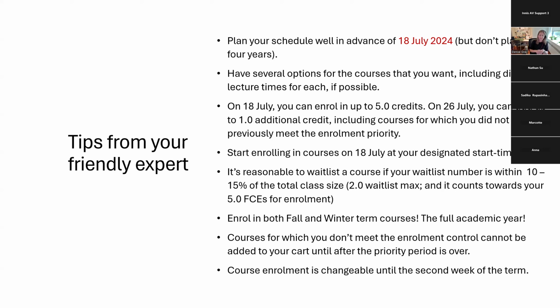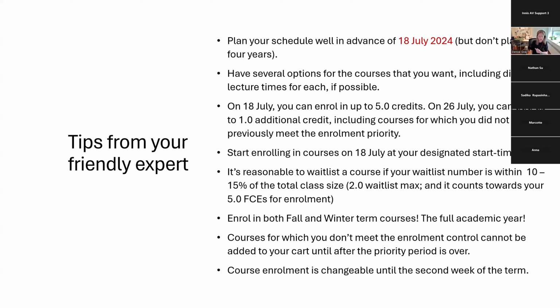I mentioned it's reasonable to join a waitlist if your waitlist position is within 10 to 15% of the total class size, and all of this is updated in real time, so you'll be able to make a decision on the spot. Enroll in the fall and winter, the full academic year.